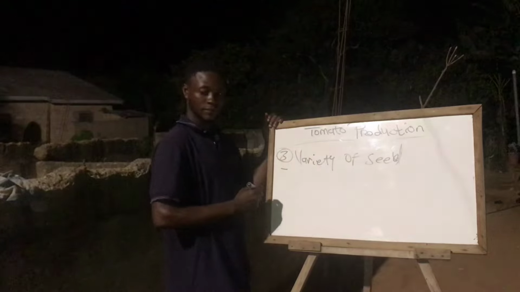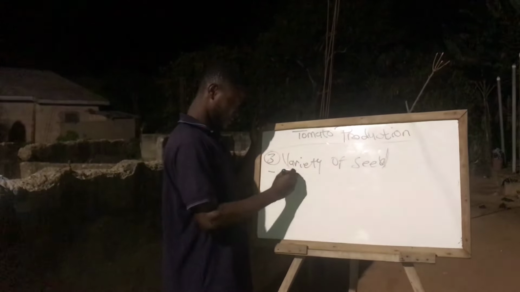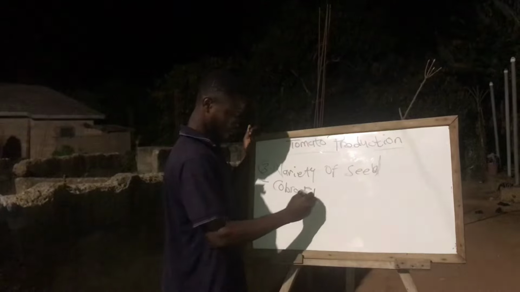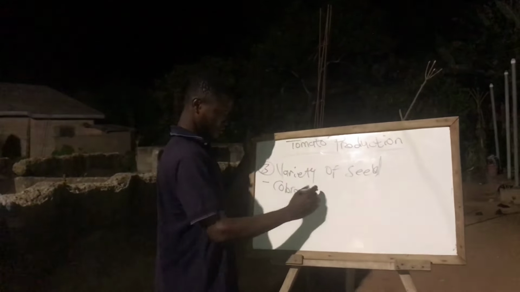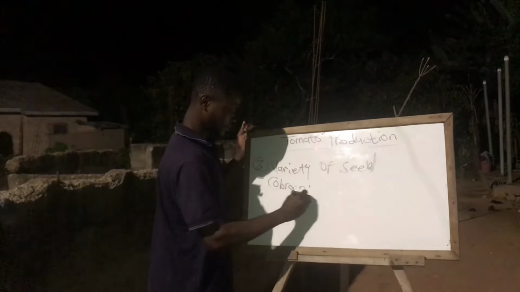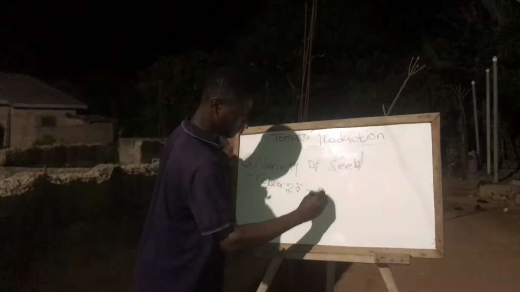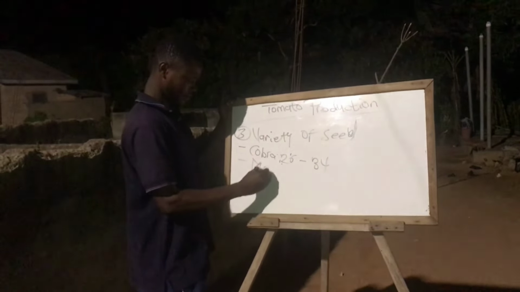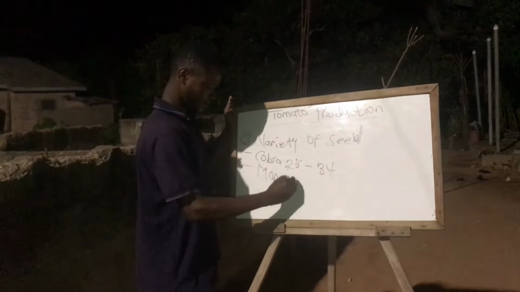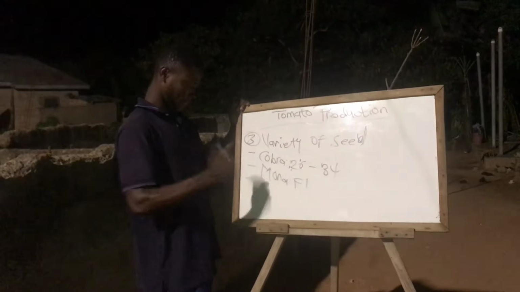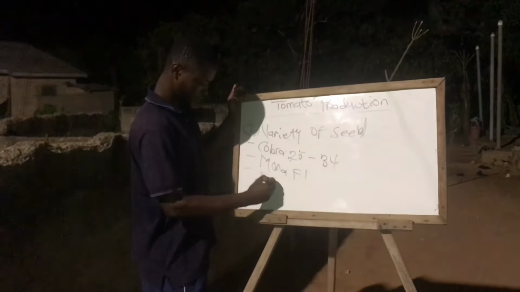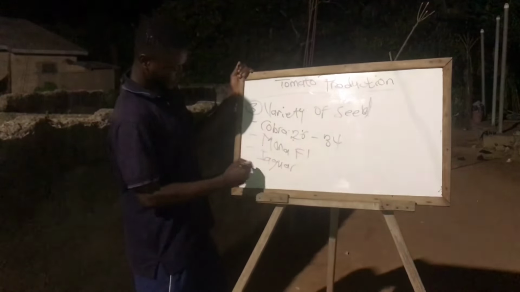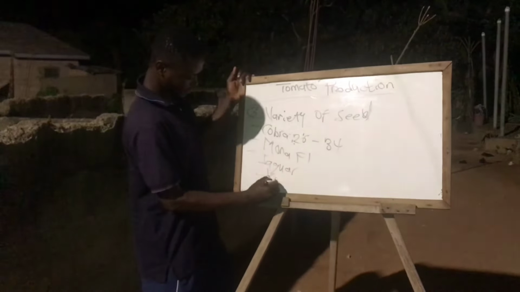One, Cobra F1. Cobra 26. 34. Mona. We have Jaguar. We have Kiara.